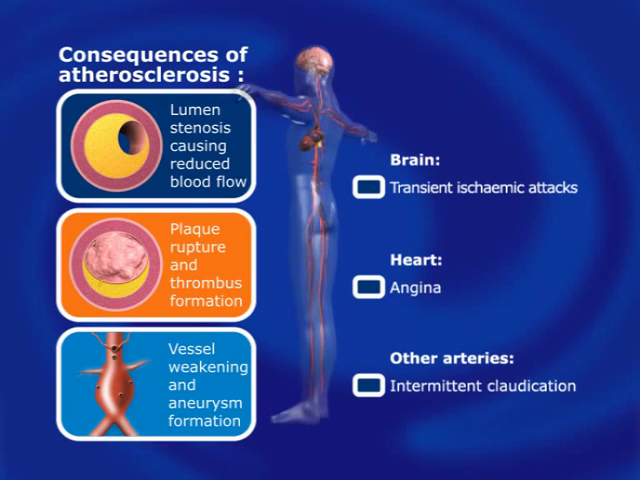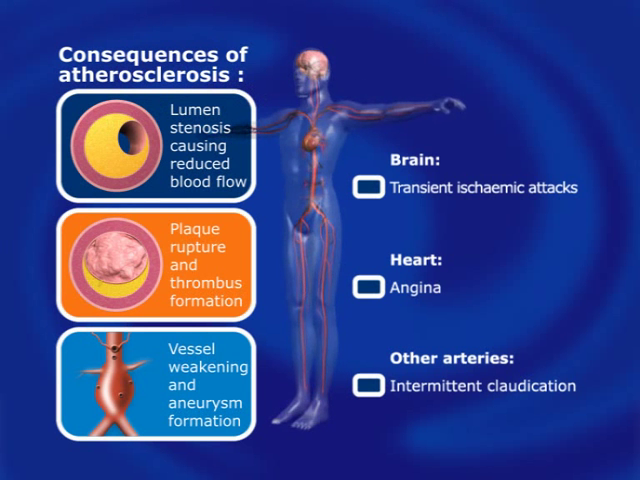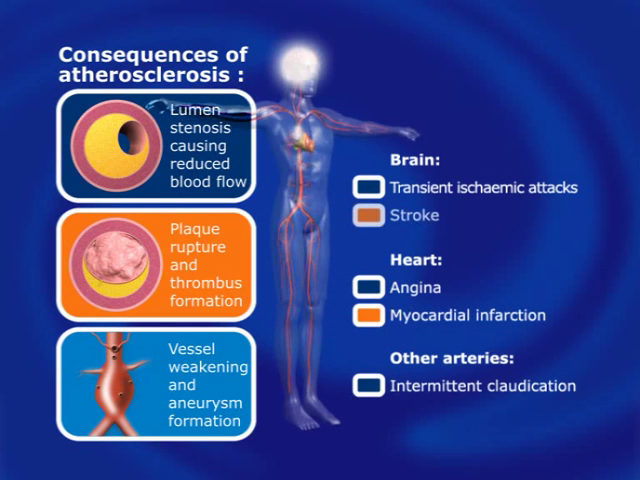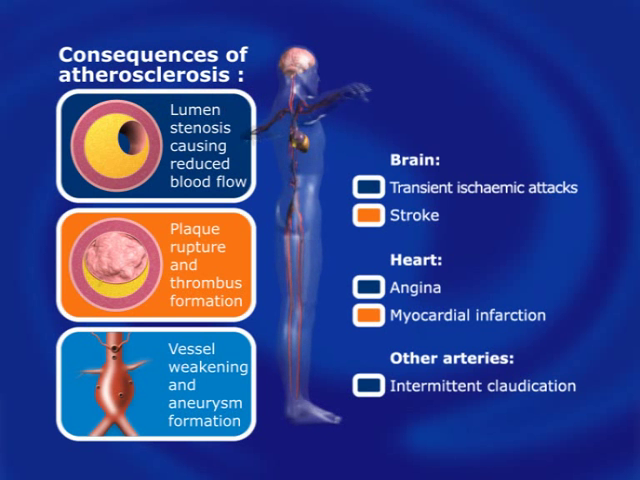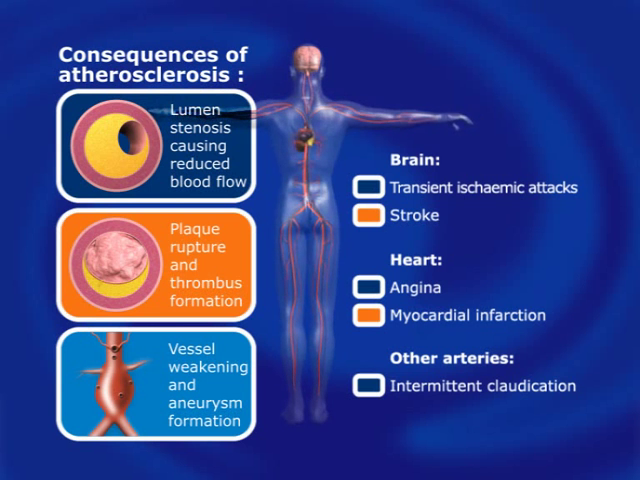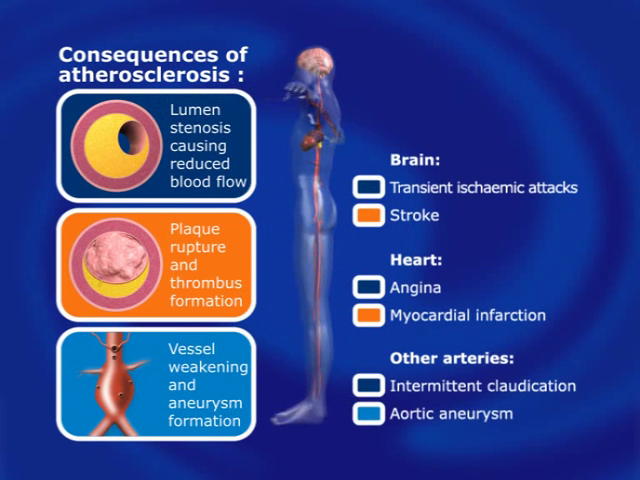If a plaque ruptures, the resulting thrombus may occlude the vessel, leading to tissue necrosis, such as myocardial infarction or stroke. Atherosclerosis may cause the vessel wall to weaken, which can result in the formation of an aneurysm. If an aortic aneurysm ruptures, the resulting hemorrhage can be fatal.